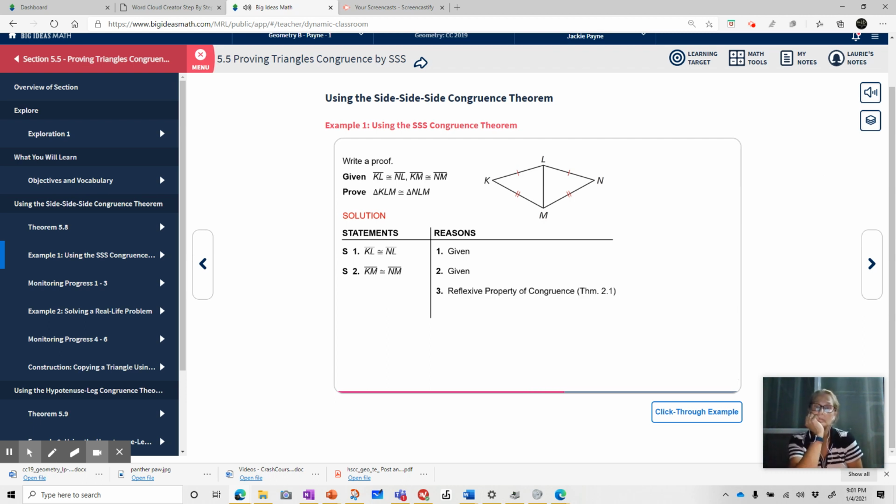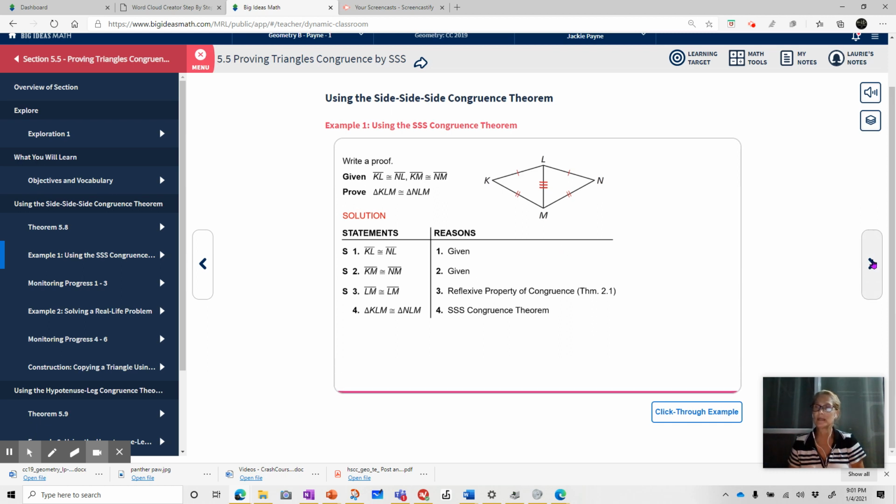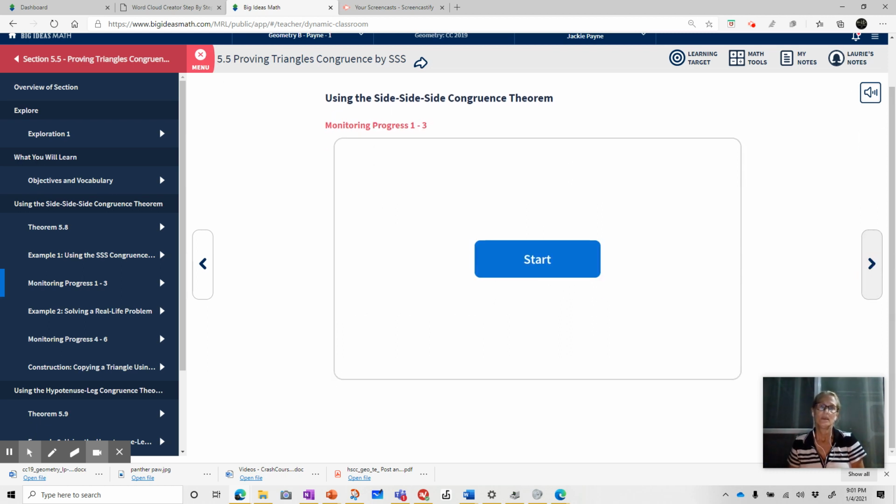By the reflexive property of congruence, segment LM is congruent to segment LM. This is the third pair of congruent sides. Now, notice that you have shown that three sides of triangle KLM are congruent to three sides of triangle NLM. So, by the side congruence theorem, triangle KLM is congruent to triangle NLM. And that's it. It's a very simple, straightforward proof. But again, for 1 and 2, I would have put them on the same line and I would have made it 3 steps.